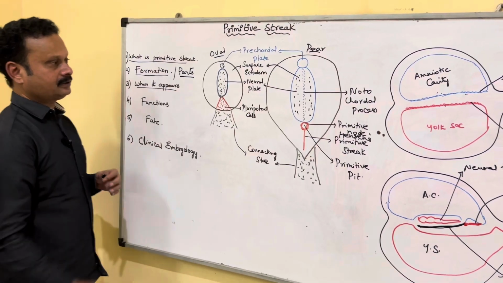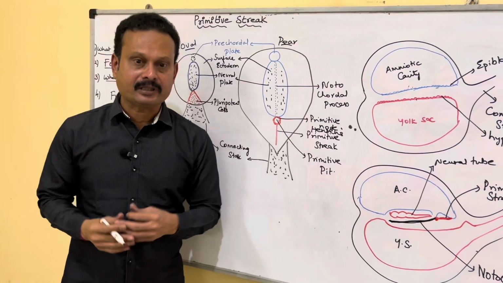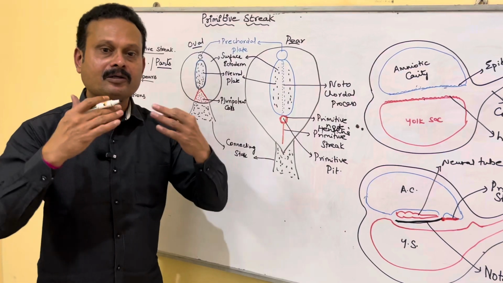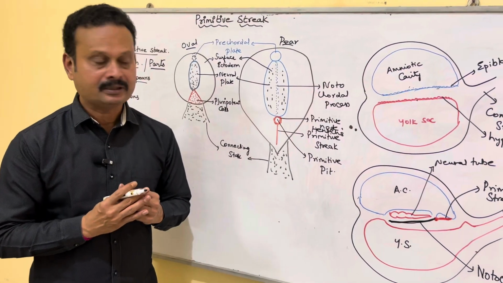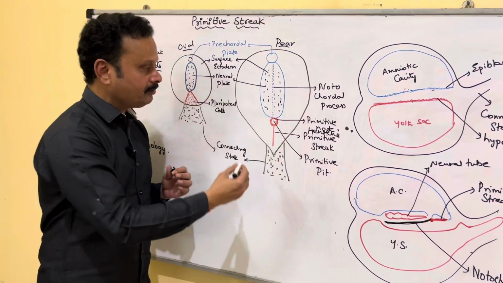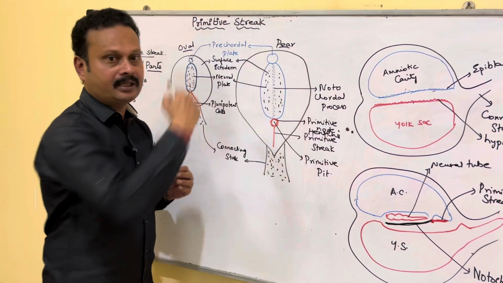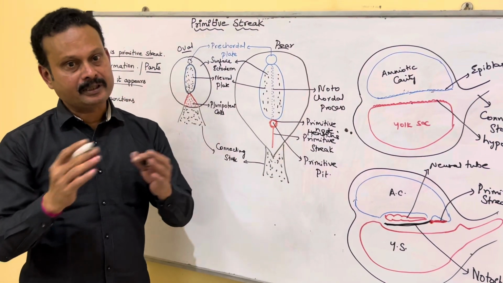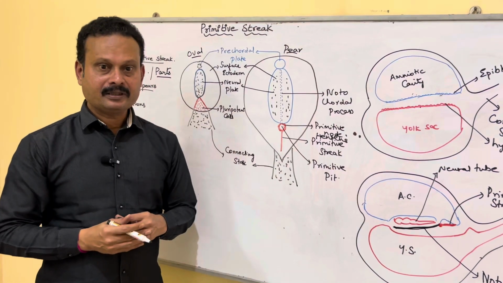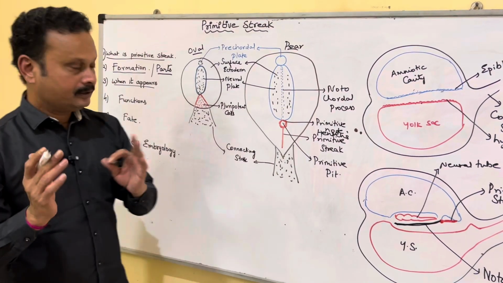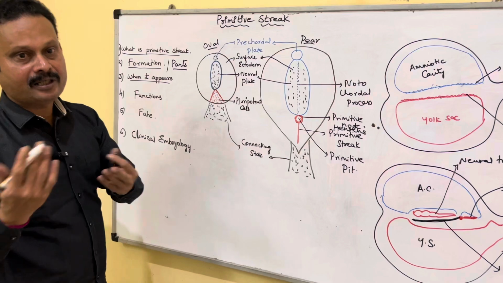When does it appear? In the beginning of the third week. It starts appearing at about the 15th day after fertilization. It grows caudocranially, becomes complete by the end of the third week, and disappears by the end of the fourth week.